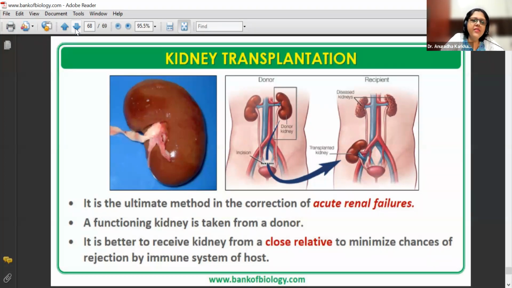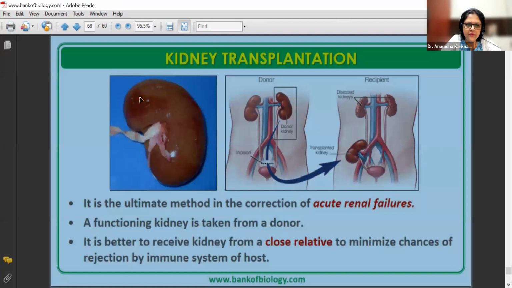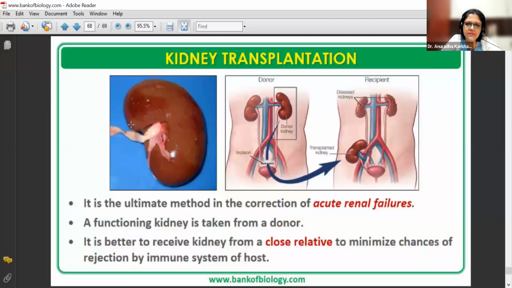Okay, if you look at this particular diagram, this is an actual kidney का diagram है. ये actual damaged kidney कैसे दिखती है उसका वो photo लिया गया है. This one is the actual photograph. Okay, you can see it is proper bean shape.